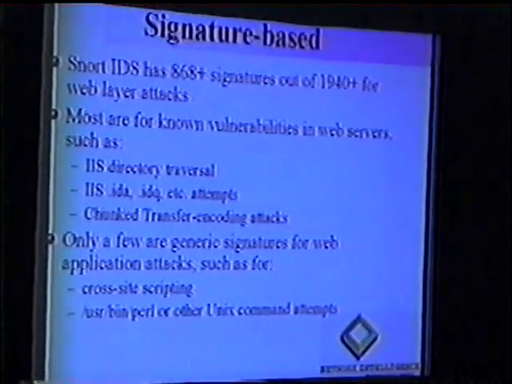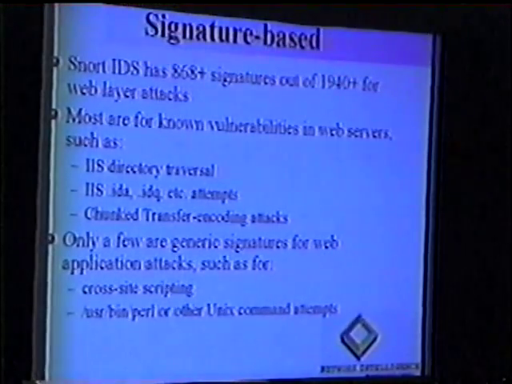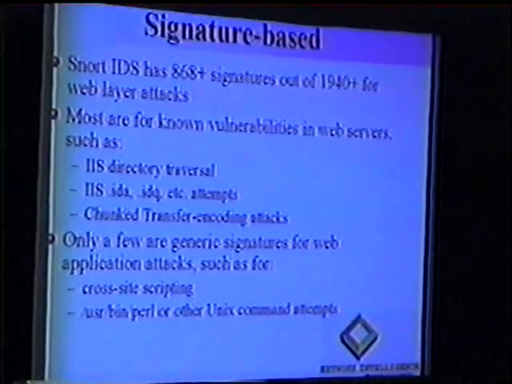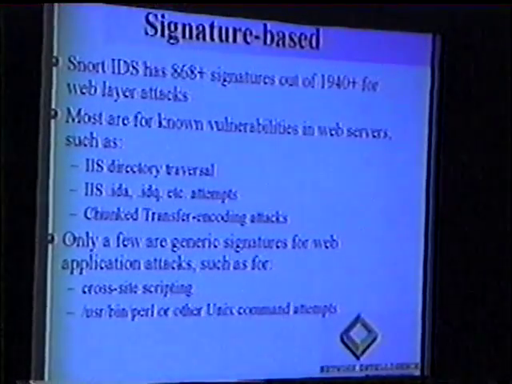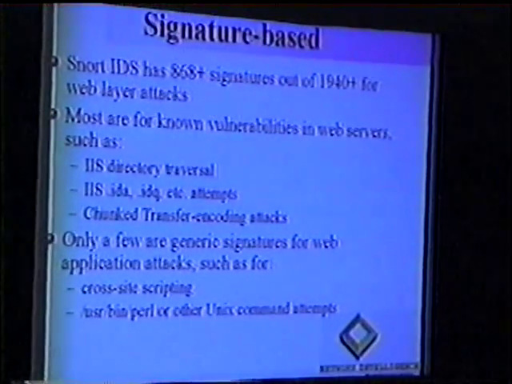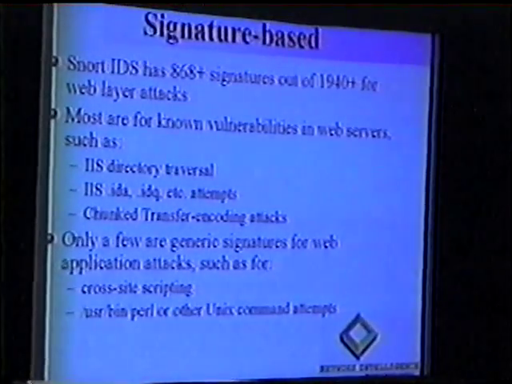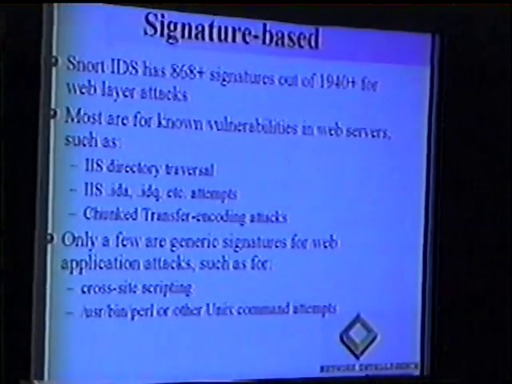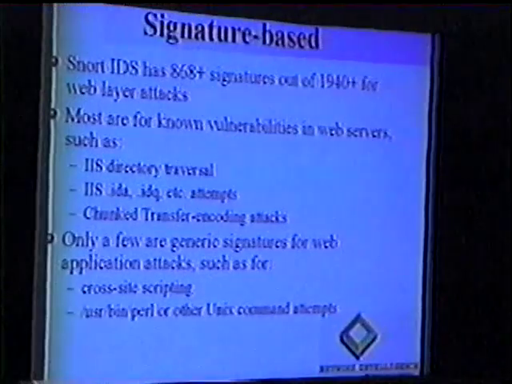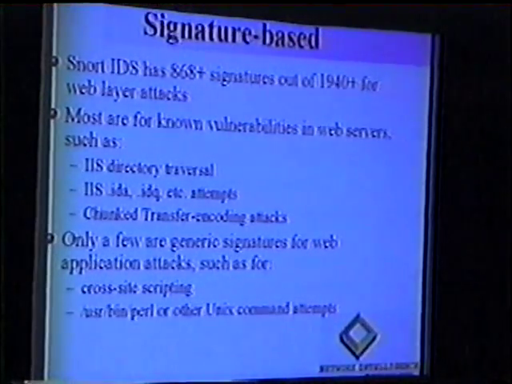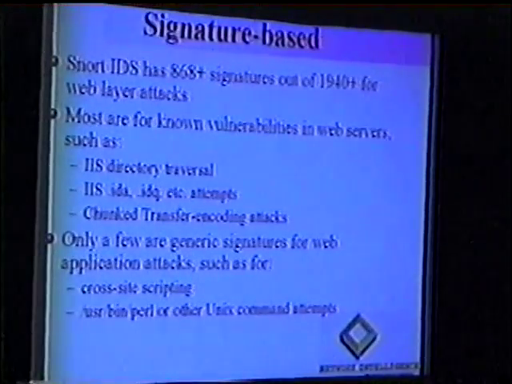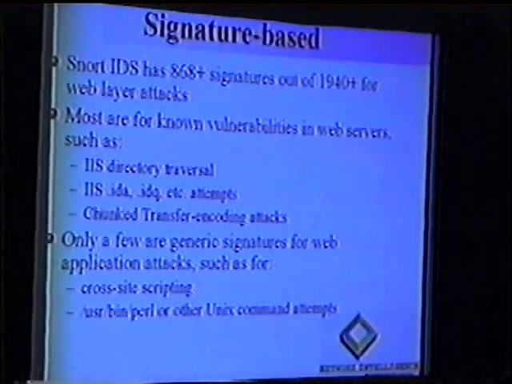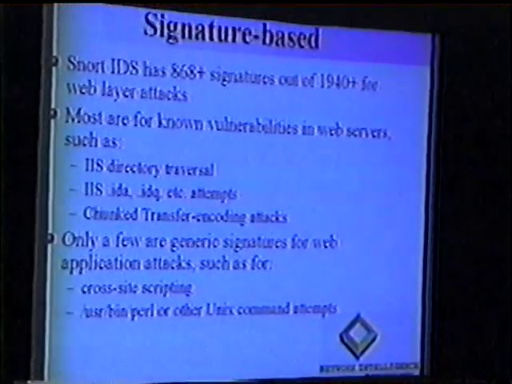However, if you actually go through the Snort rule set, you will realize that Snort has more than 850 signatures out of almost 2,000 which are only for web server attacks. Some of these are for web applications. A large majority of these are for attacks against, let's say, the IIS web server or the Apache web server. In fact, the signatures for detecting cross-site scripting will not even trigger for a standard cross-site scripting attack.